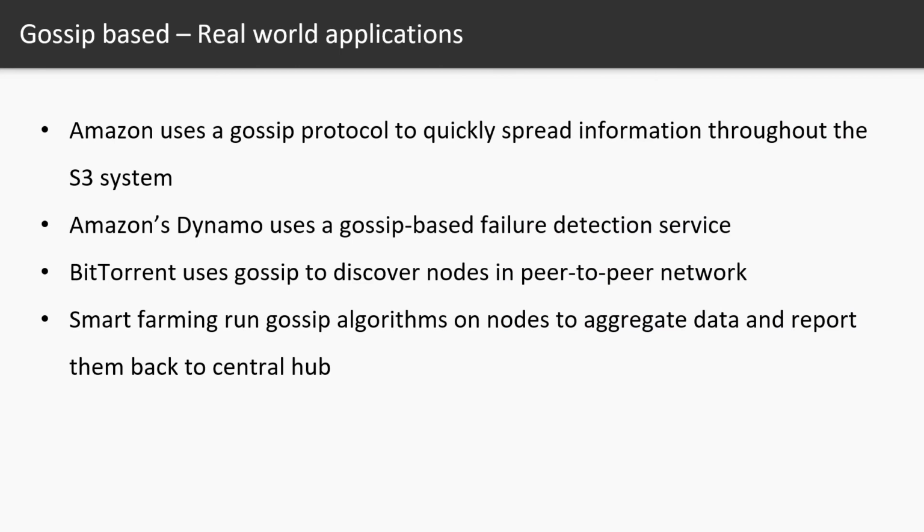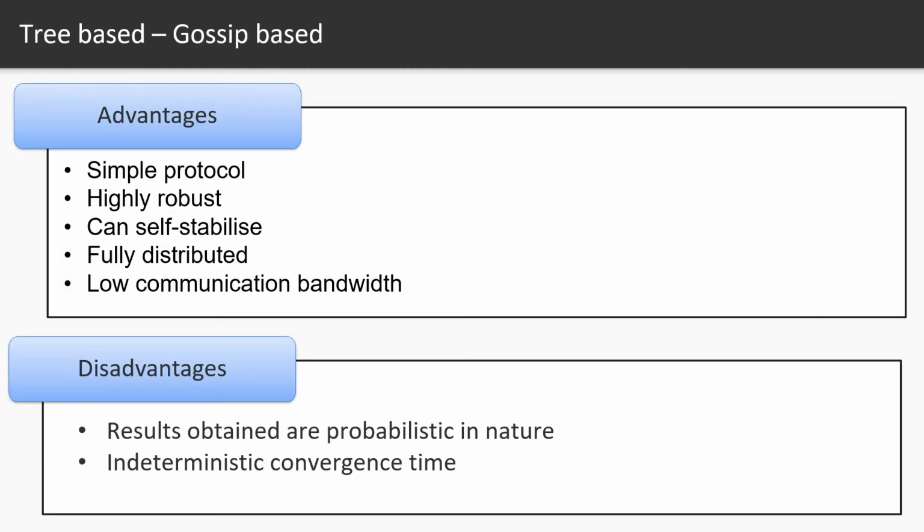Some of the real-world applications of this gossip algorithm: Amazon uses gossip protocols to quickly spread information throughout the S3 system. Amazon Dynamo uses a gossip-based failure detection service. BitTorrent uses gossip to discover nodes in a peer-to-peer network, and it's also used in smart farming to run the same algorithm on nodes to aggregate data and report it back to the central hub.